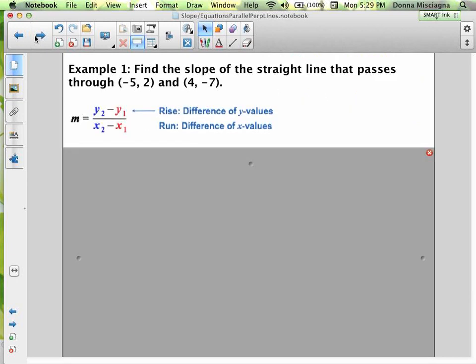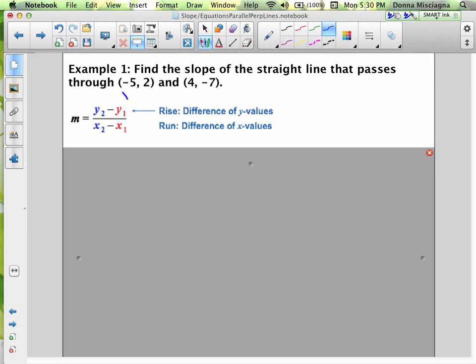All right, so example 1, find the slope of the straight line that passes through -5, 2 and 4, -7. We're going to find the difference in our y coordinates, that's the rise of the line, over the difference in our x coordinates, that's the run of the line. I'm going to set this one up for you. This one is in your notes, so take notes along with me, or just pause me anytime you need to.